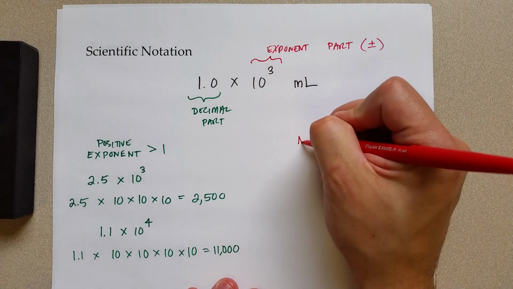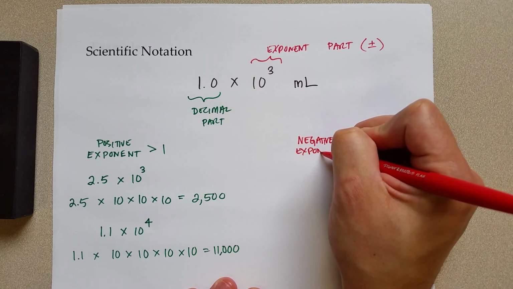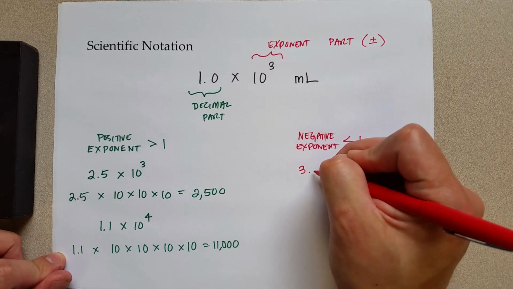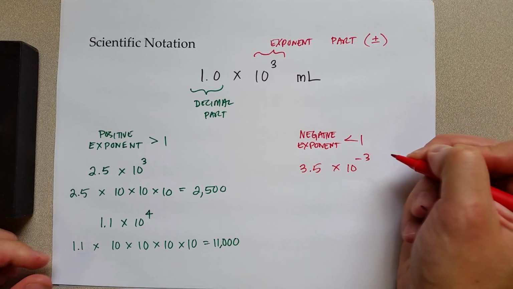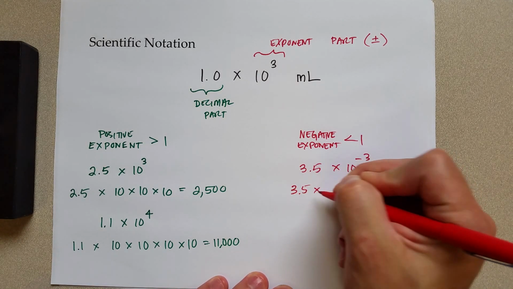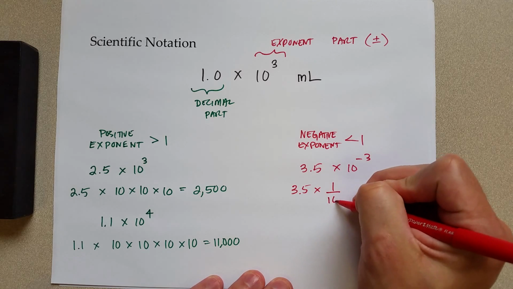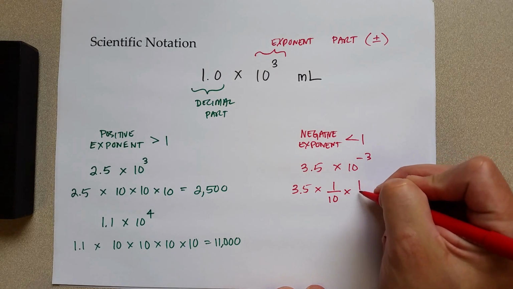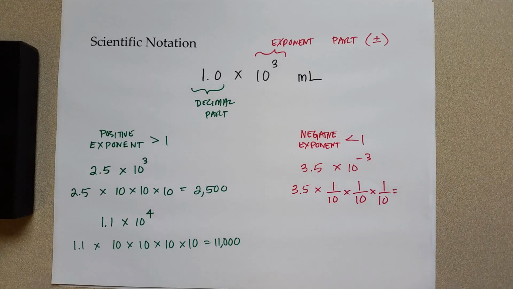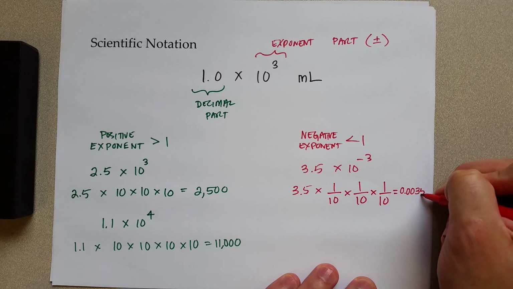If the exponent is negative, that is telling us that it is a number smaller than 1. For instance, let's say we had a value of 3.5 times 10 to the negative third. What that's telling us is to multiply 3.5 times essentially 10 to the minus 1 three times. And 10 to the minus 1 is the reciprocal of 10, or 1 over 10, and we're going to multiply that 3 times. If you take 3.5, multiply it by 1 over 10, times 1 over 10, times 1 over 10, we'll get a value of 0.0035.